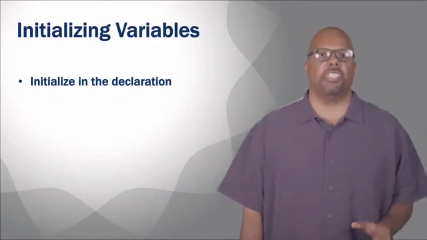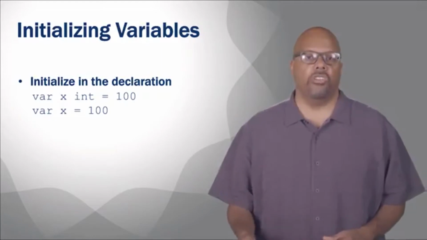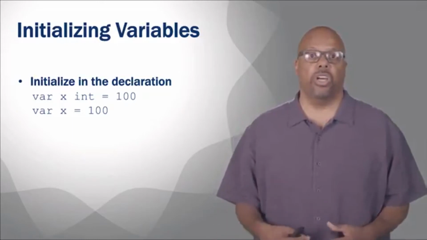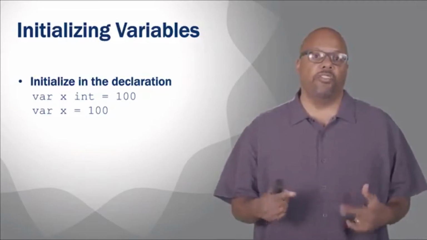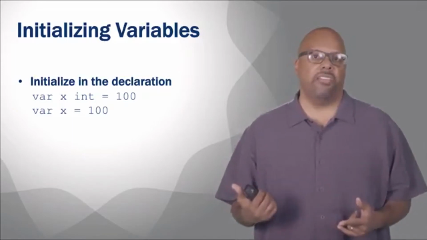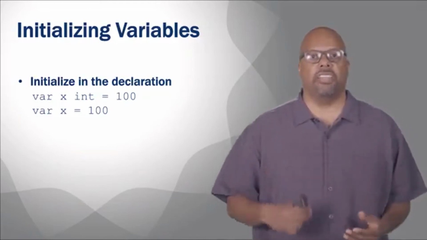So, initializing variable values. Every variable has to be initialized somehow before you use it. One way to initialize it is in the declaration itself. So you can say var x int equals 100, and that will declare it as an integer, but it'll also set it equal to 100. Or you can just say var x equals 100. Now, if you do that, you're not saying you want it as an integer, so the compiler will infer the type based on the type of the right-hand side value. So the number 100 is an integer, so it says, oh, x must be an integer. It makes it an integer.